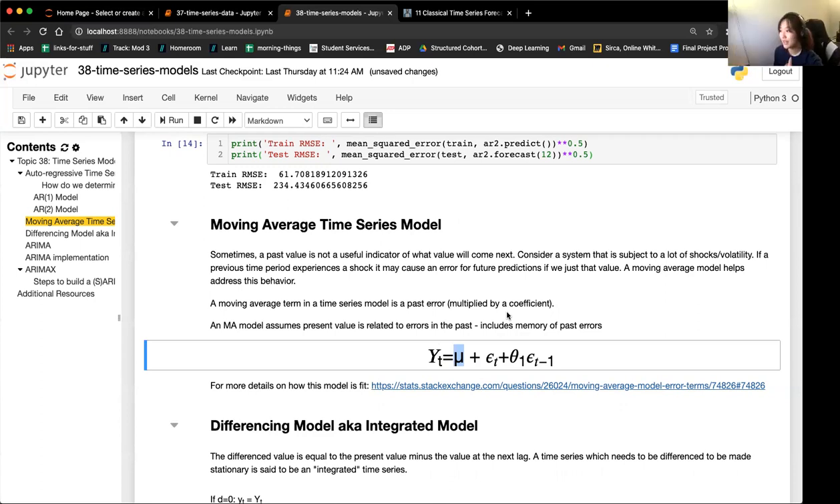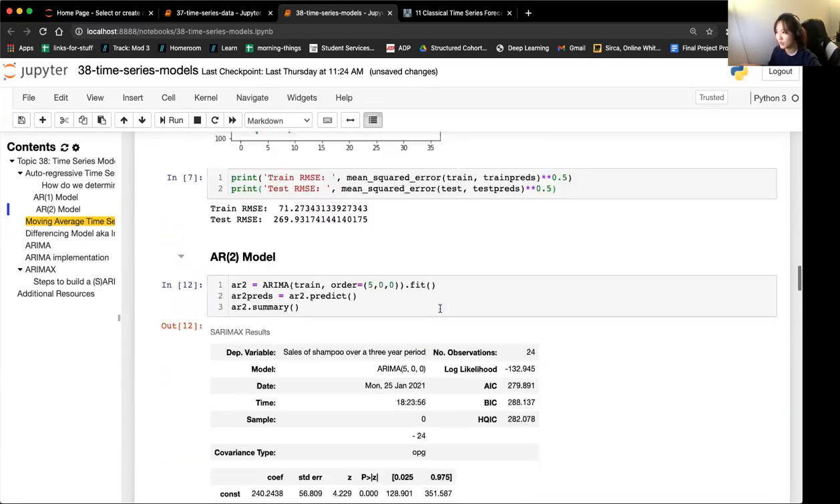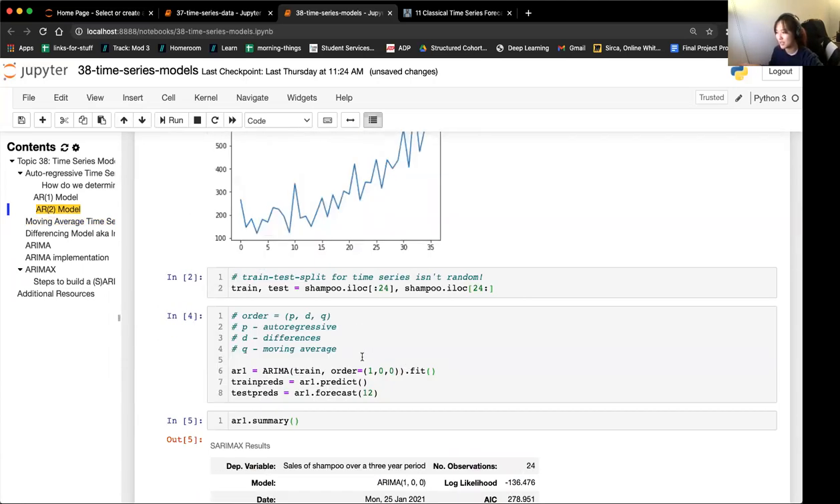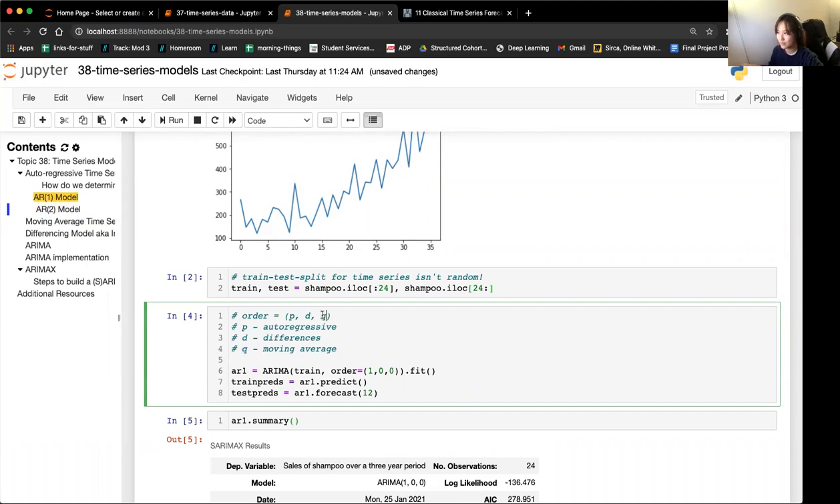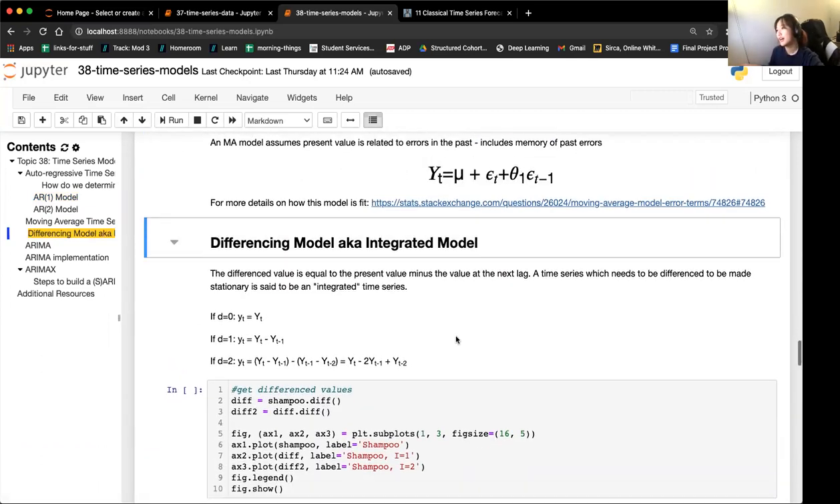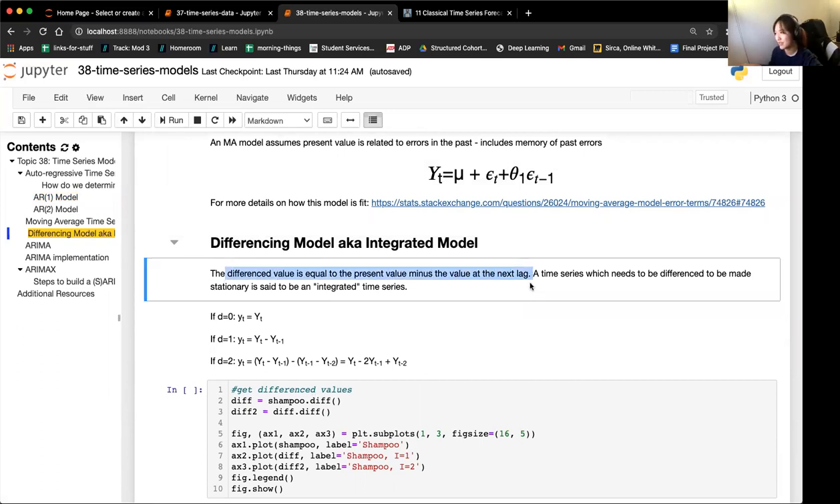All right, so if you want to add moving average terms, all you have to do is go into your ARIMA and address the third thing. Let me go up to the one with the comments. If you want a moving average term, you would add something to your Q. Before I fit a new model, I'd also want to talk about differencing. Remember differencing from before: any difference value is equal to the present value minus the value at the next lag.